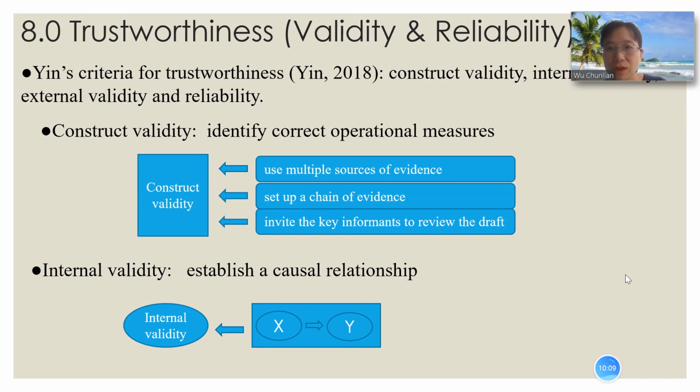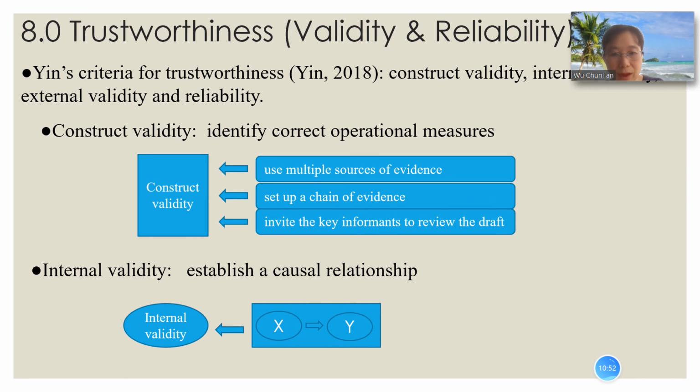Next is trustworthiness. There are 4 criteria for trustworthiness in Yin's model. The first one is construct validity. It is to identify correct operational measures. We can use multiple sources of evidence, set up a chain of evidence, and invite the key informants to review the draft to ensure construct validity. And the second is internal validity. It is to establish a causal relationship.